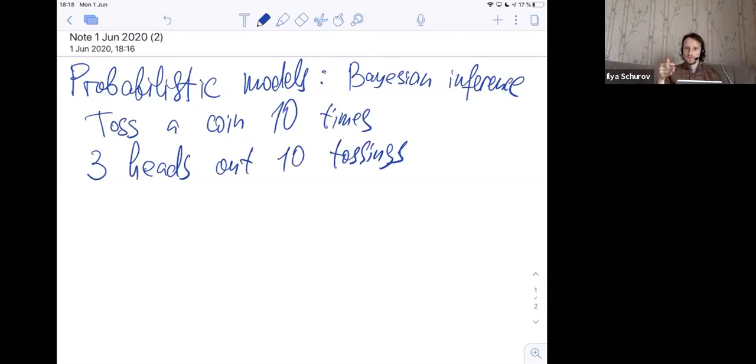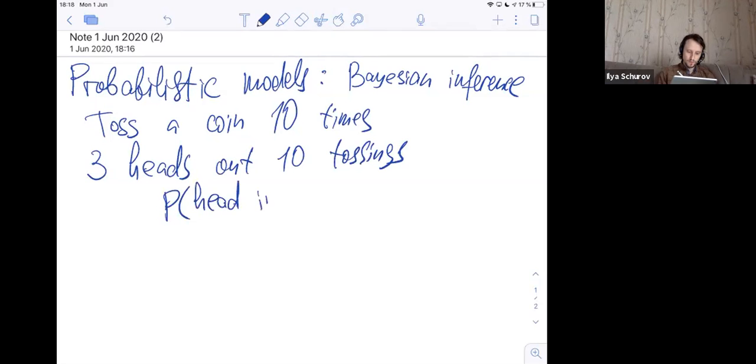And my coin has some probability that it yields head. So we have some probability that we have a head in one tossing. And this probability equals some parameter of my model. Let me denote this parameter by theta.